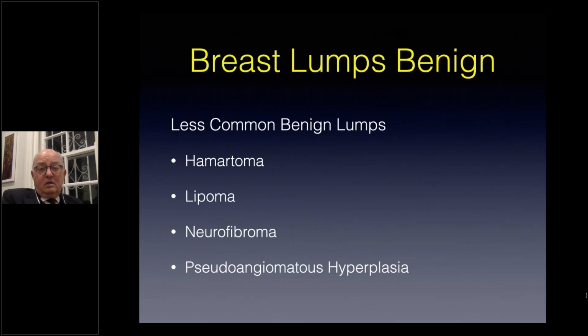Now, other less common benign findings apart from fibroadenomas: hamartomas, which you will see in reports occasionally, lipomas, neurofibromas, and a condition which you may have seen mentioned, pseudoangiomatous hyperplasia or PASH. Now, all of these are benign, and unless they're enlarging or look in any way suspicious on triple testing, don't need any further intervention and can be left alone.